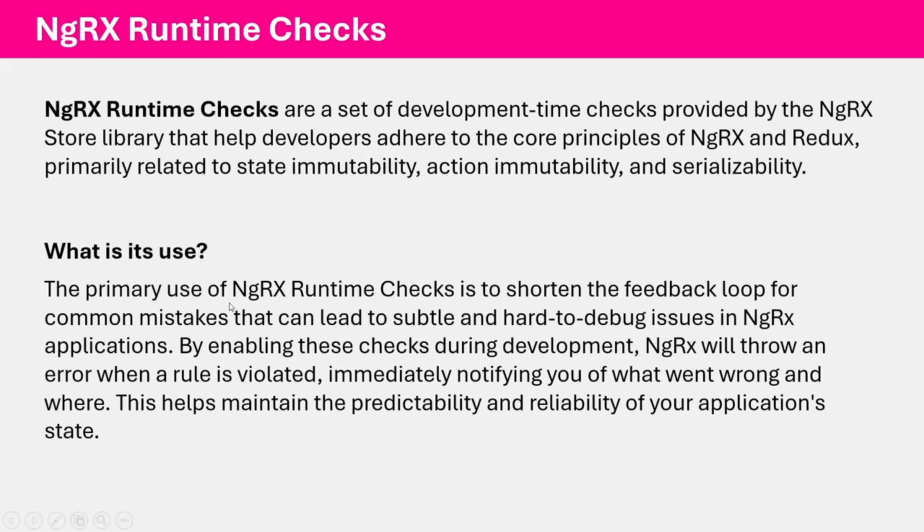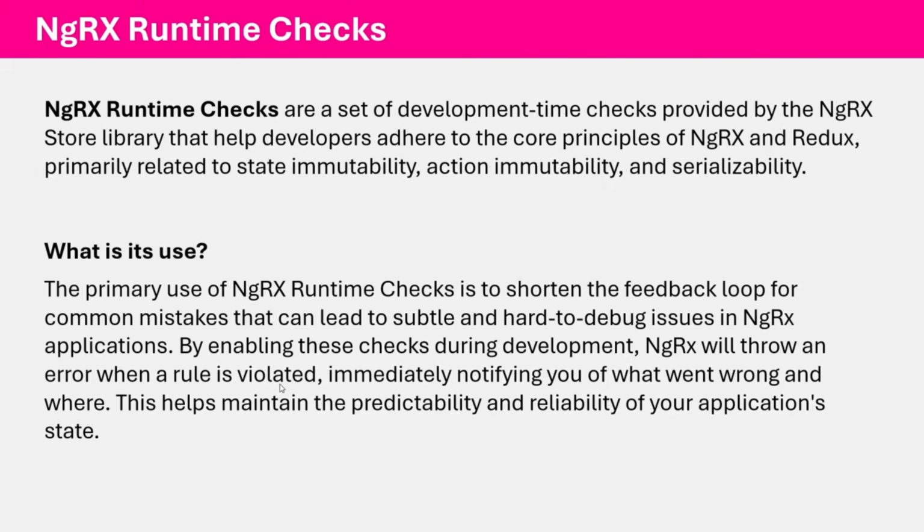So the primary use of NgRx runtime checks is to shorten the feedback loop for common mistakes that can lead to subtle and hard to debug issues in NgRx applications. By enabling these checks during development, NgRx will throw an error when a rule is violated. For example, if we are trying to mutate the current state, that is a violation of an NgRx rule. In that case, these checks will simply throw an error telling the developer that it is not allowed. This helps us maintain the predictability and reliability of our application state.